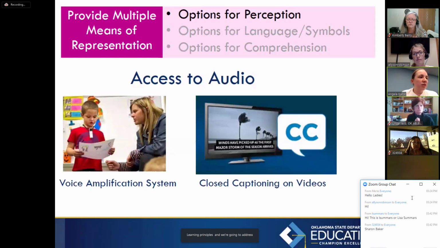So the first one is the multiple means of representation. If you remember, it's the how or the what students will be learning with their content. The first thing that we're going to be looking at is offering students options for perception. So how do they perceive the information? One of those ways would be having access to audio. You can see on the left-hand side here, there's a picture of a voice amplification system.